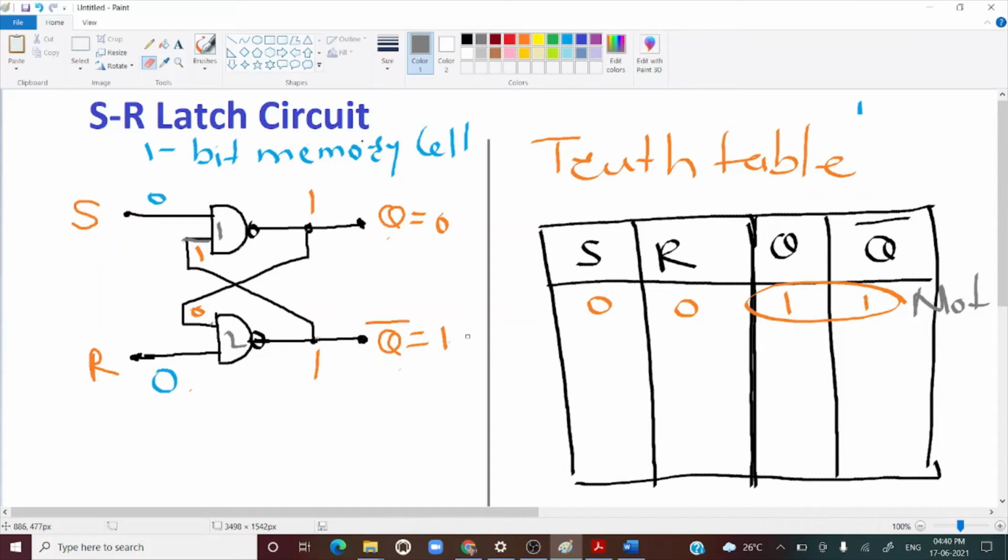Okay. Now we need to consider the next input condition, that is S is 0 and R is 1. S is 0 and R is 1. Now we have to check what happens with the output. And for that I will erase these previous conditions quickly.